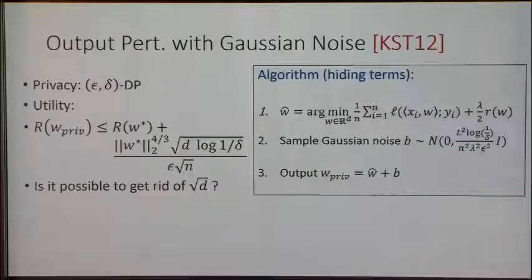Later on, in this work by Kifer, Smith, and Thakurta, they proposed to use Gaussian noise instead of the gamma noise, and that immediately buys them a root D factor here. But they lose in terms of privacy guarantees. That is, now you will have only epsilon delta differential privacy. So now the question is, can we do better? Can we get rid of this D entirely?